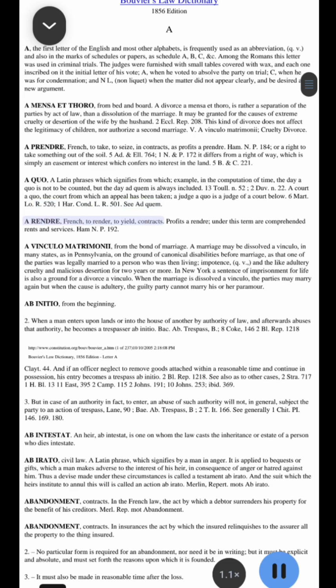Ad quem. A rendre, French, to render, to yield. In contracts, profits a rendre: under this term are comprehended rents and services. Hammond N. P. 192.